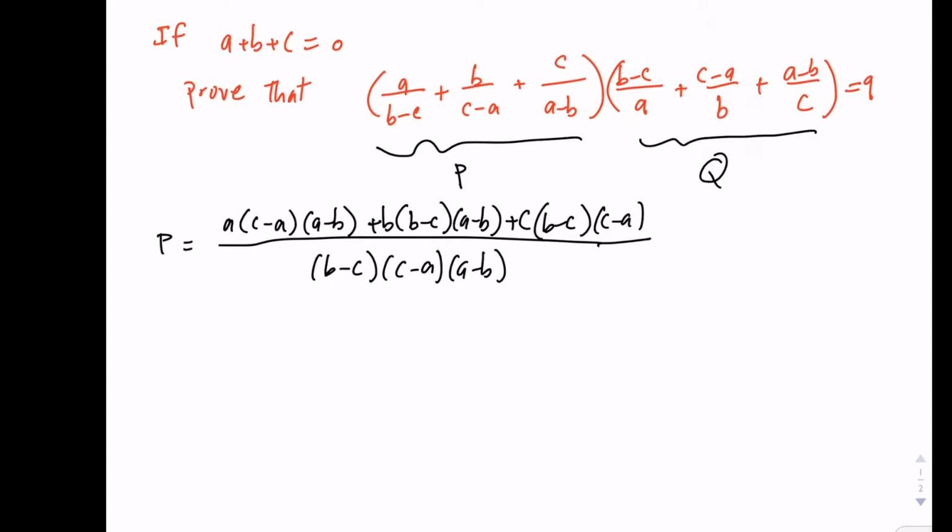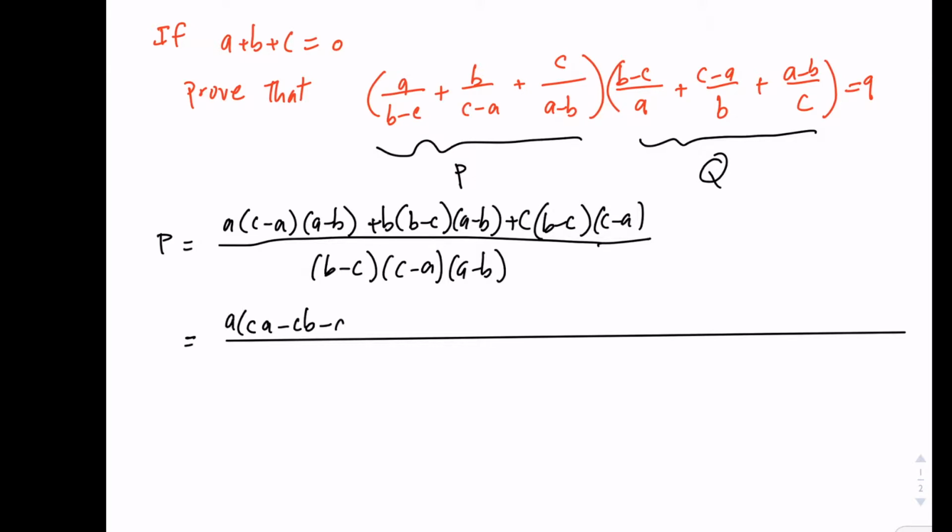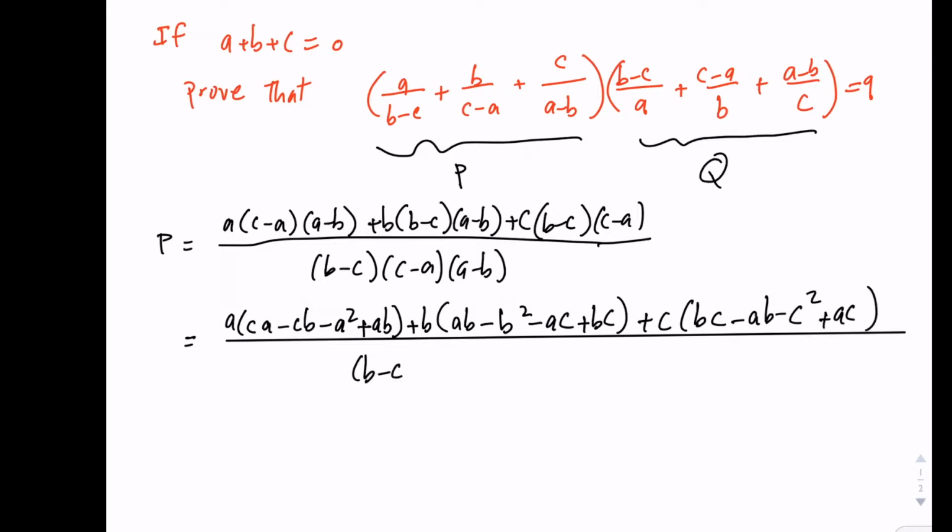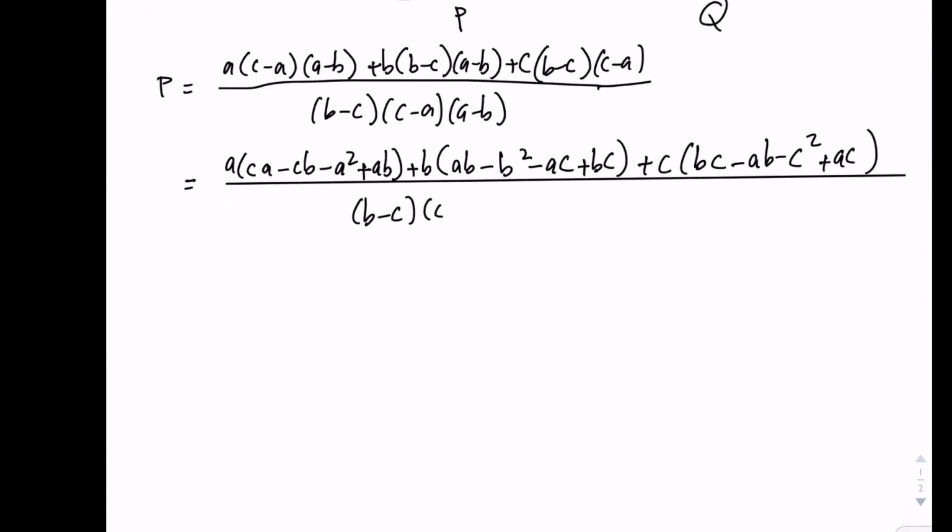Now, if we start to expand the numerator of P, we will get A times CA minus CB minus A squared plus AB, plus B times AB minus B squared minus AC plus BC, and the last term will be C times BC minus AB minus C squared plus AC. And let's leave the denominator as is, B minus C times C minus A times A minus B.